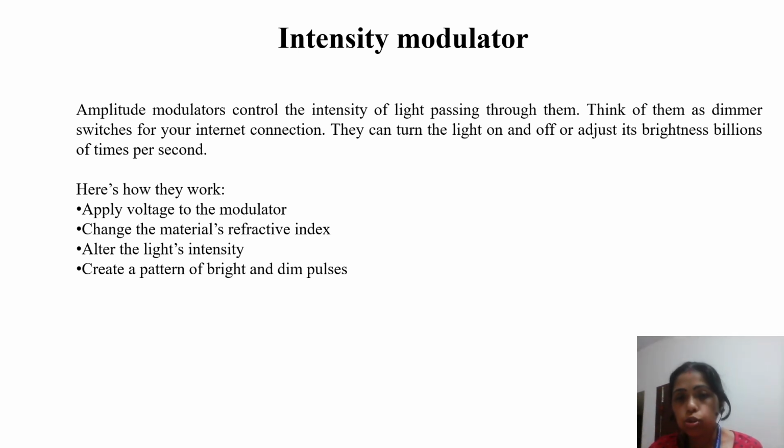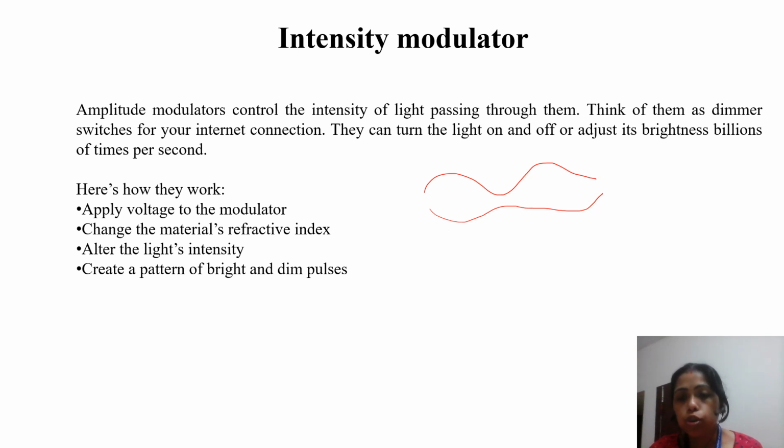So we know that if you want to see the graph of an analog amplitude modulator, it will be like that, carrying the message signal with the help of the carrier signal, right? So here the intensity modulator, in the case of the optical signal also, is known as the amplitude modulator.